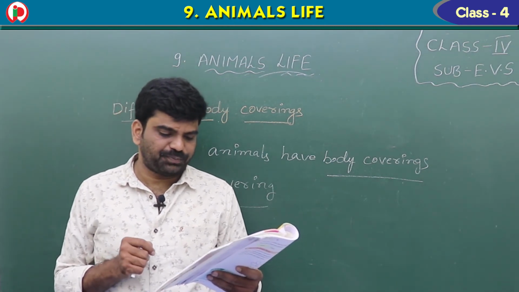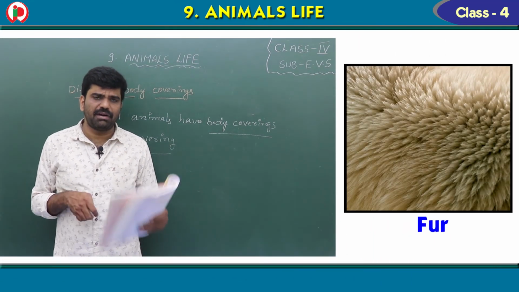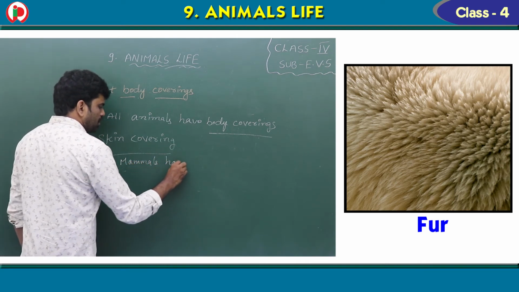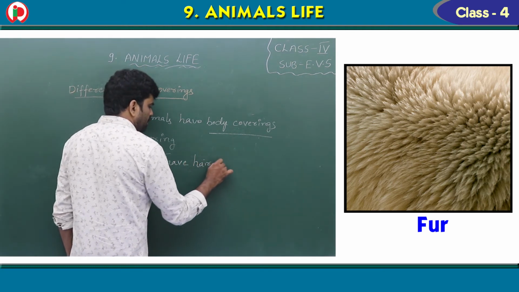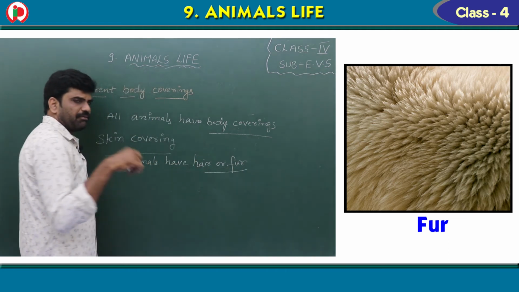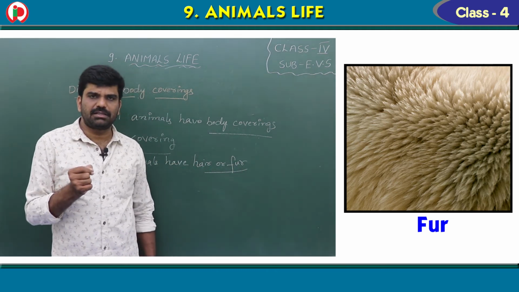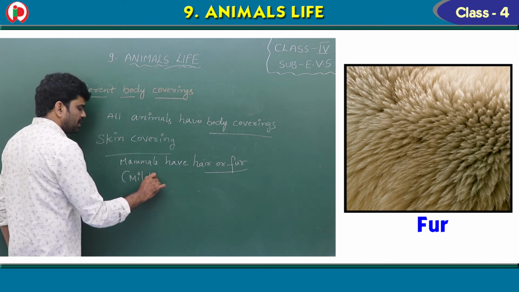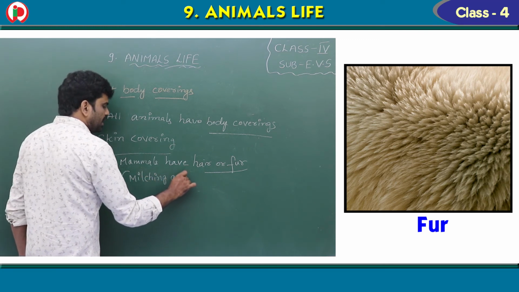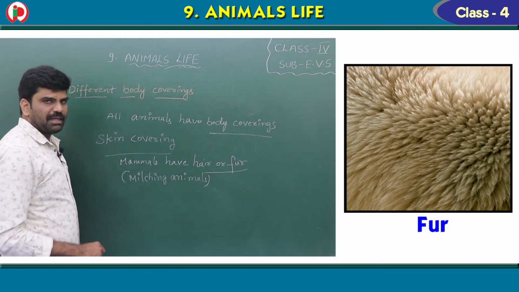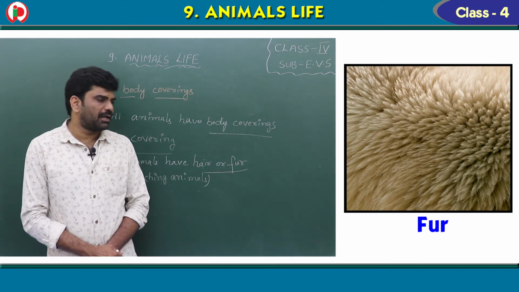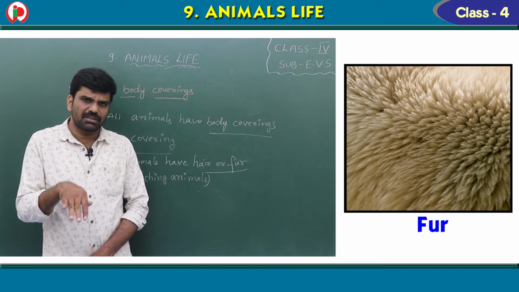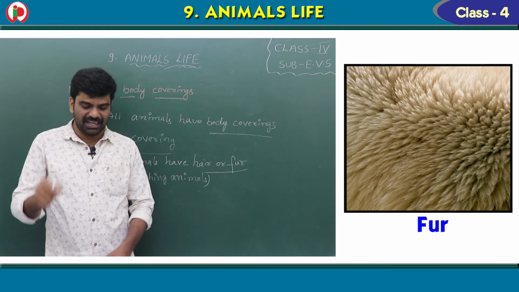Next, mammals have hair or fur. See children, we come under mammals. All the animals which give milk are called mammals. So mammals are milching animals, that means they give milk to their babies. Mammals like dog, cat, goat, buffalo, zebra, giraffe, all these come under mammals, even human beings also. All these animals have hair or fur.